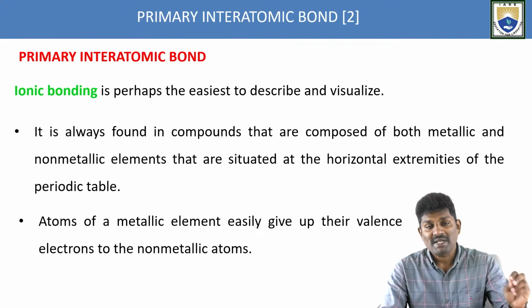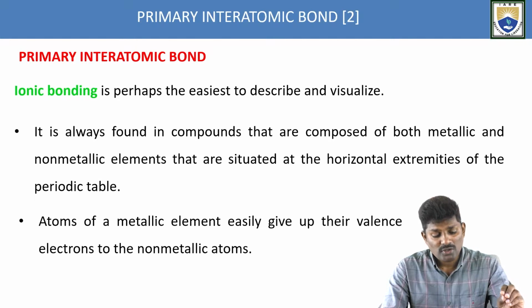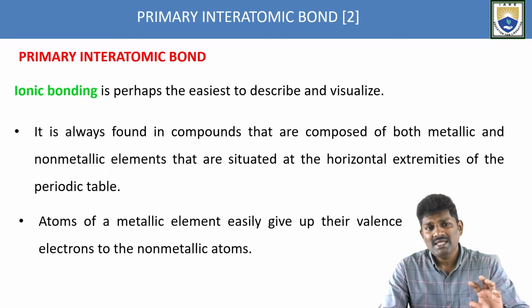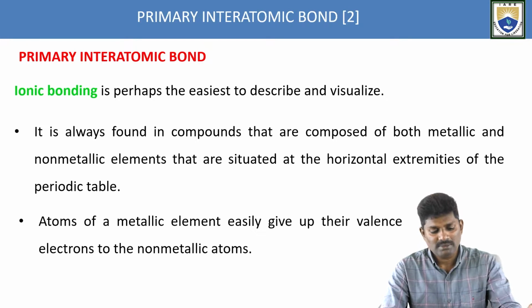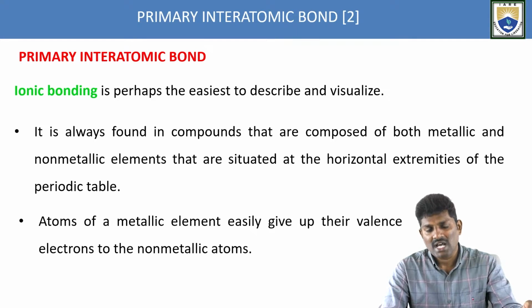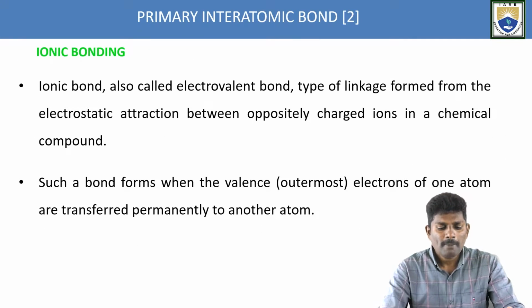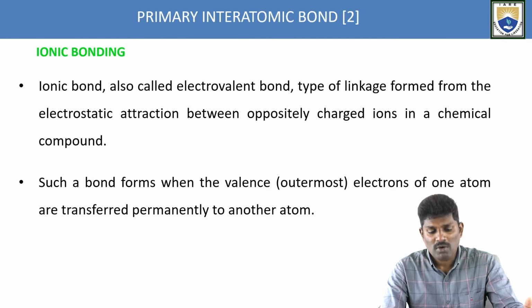Atoms of a metallic element easily give up their valence electrons to the non-metallic atoms. So from the metallic elements, they easily give up their valence electrons, which surround the orbit of the atom. Thus you can easily share the electrons based upon the charge you have. The ionic bond is also called an electrovalent bond. So another name for the ionic bond is the electrovalent bond.